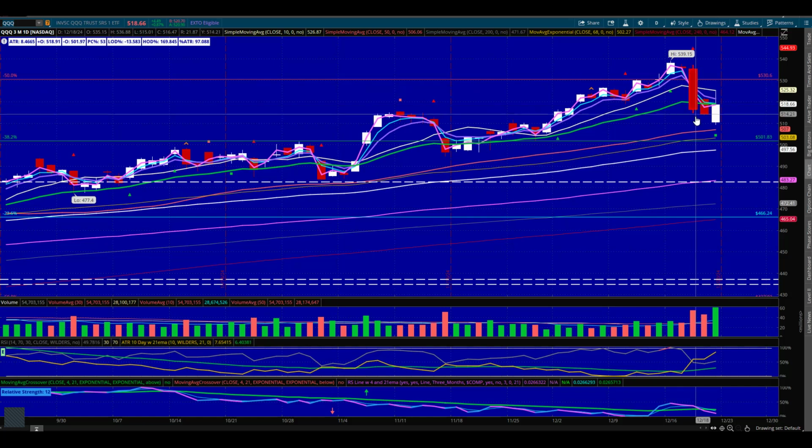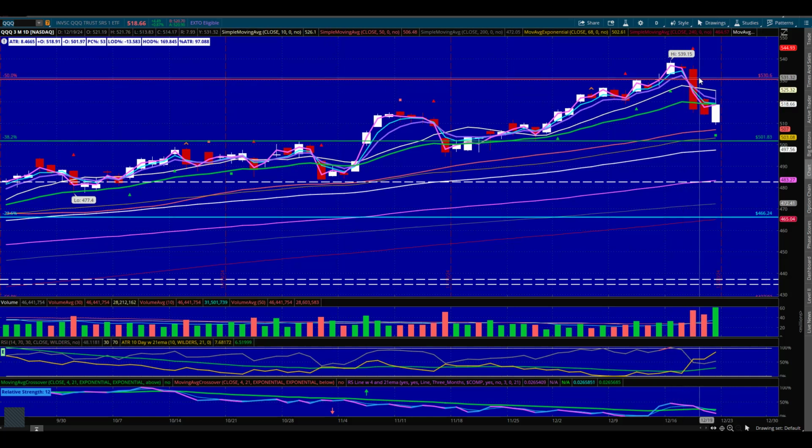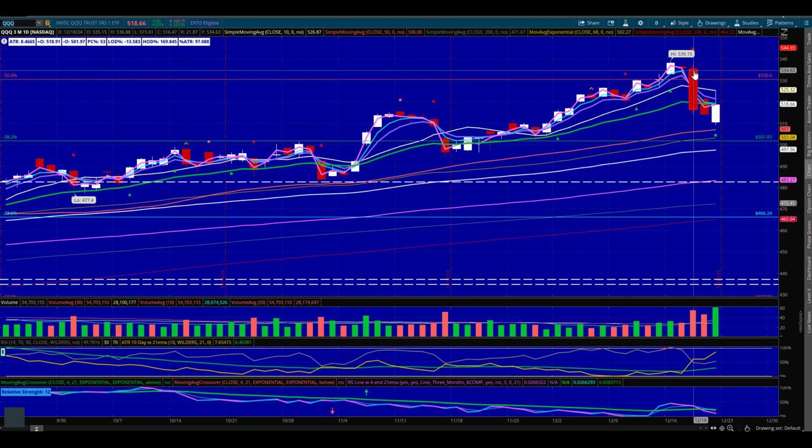So big 3-bar breakdown. When you get one of these, the first thing you want to do, if there's no gap, all you want to do is take the high and the low of this day, add them together, divide it by 2. That gives you this midpoint. So on the QQQ, that midpoint is 525.945. Okay?